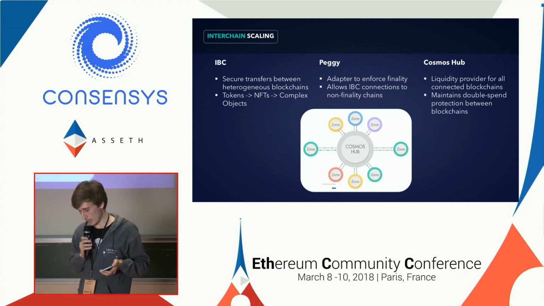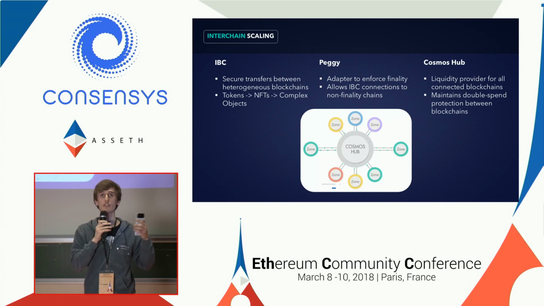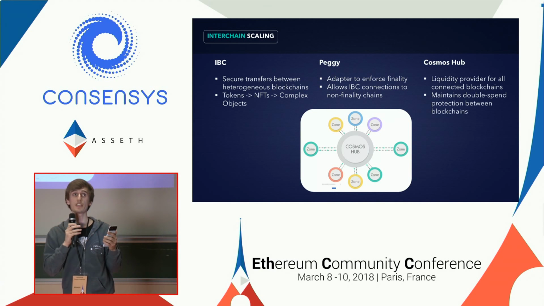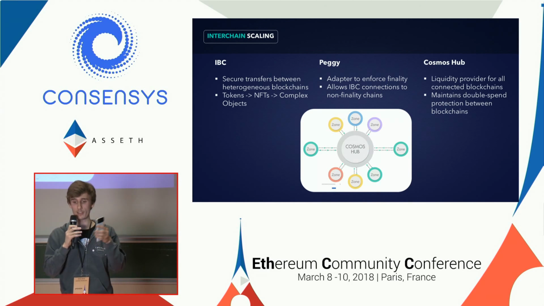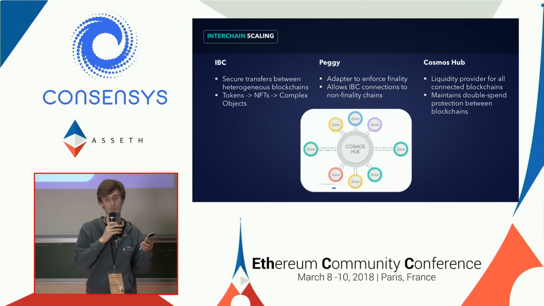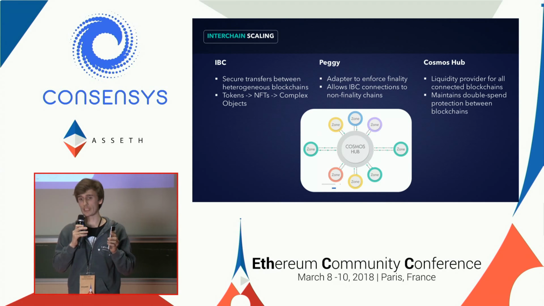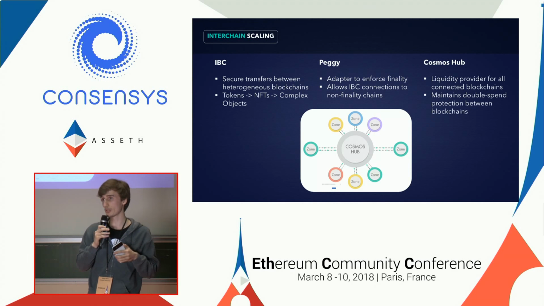But given this scenario of a lot of heterogeneous chains, one of the problems becomes, one of the niceties of having one chain is that you have a lot of liquidity within that chain, because everything is within that ecosystem. So once we start having this world of heterogeneous chains, we need some way to provide liquidity to people. And this is really what the Cosmos Hub is about. It's a liquidity provider for connected blockchains so that they can all tap into the same liquidity pool.